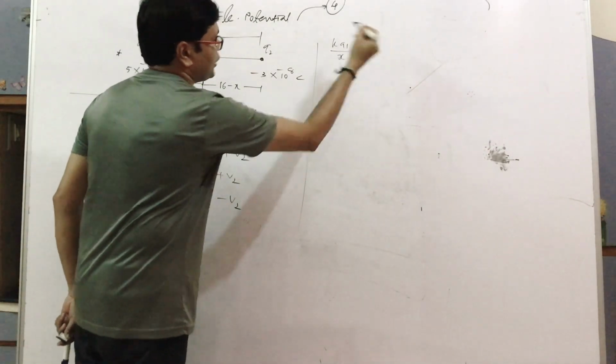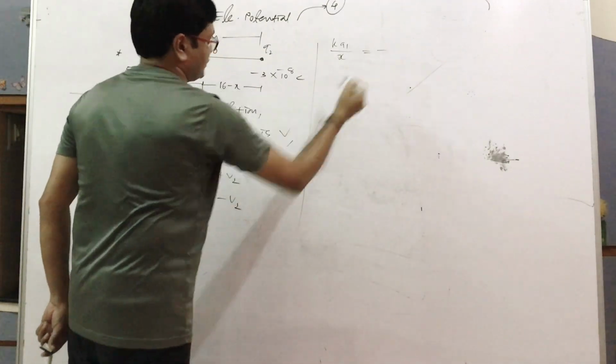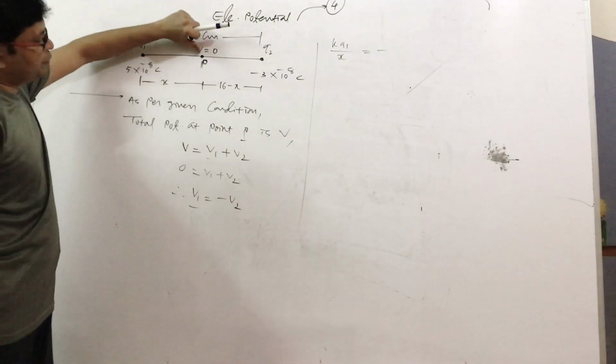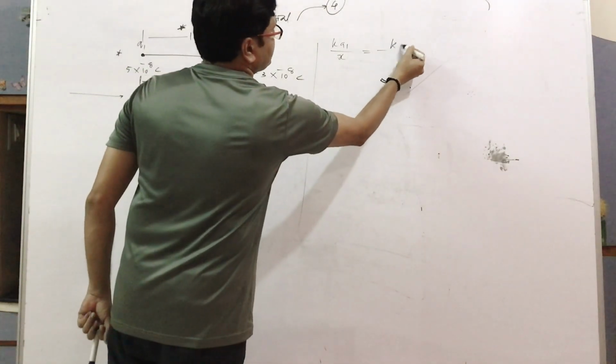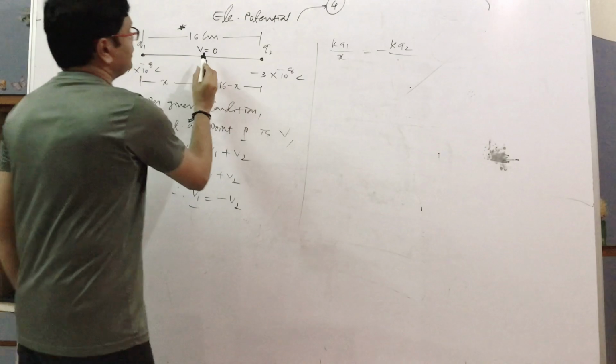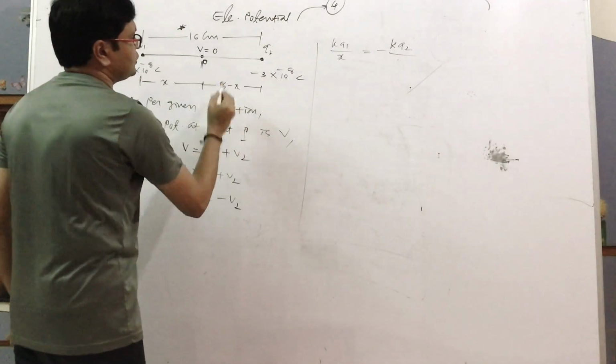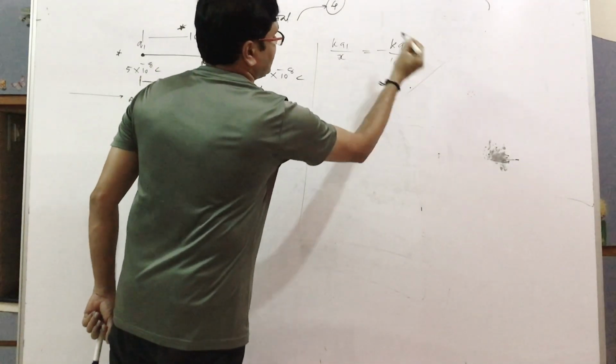So kQ1 upon x minus... What is the potential at point P because of this Q2 charge? Once again, potential due to point charge is kQ upon r. What is the distance of point P from Q2? This distance is 16 minus x.